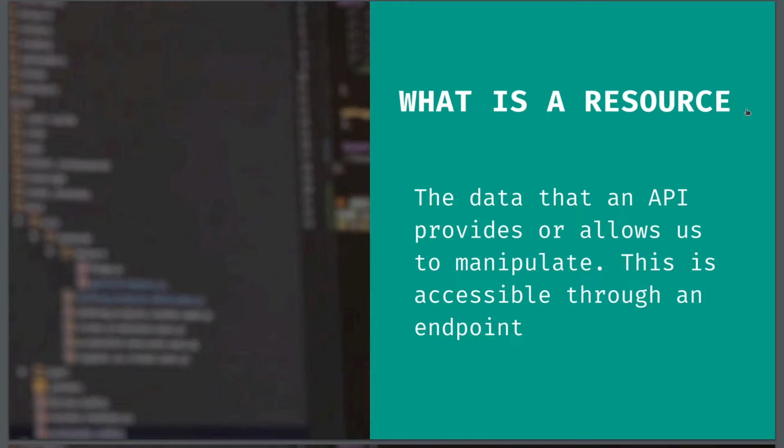Then what is a resource? A resource is simply that data that an API provides or allows us to manipulate. So most of the cases, you may interact with an already existing API and that API is going to provide some sort of data. But sometimes you also go ahead and manipulate that kind of data by creating or deleting or modifying that specific data. Alright, so now that we've understood what CRUD is, let us go ahead and try to look at how we're going to implement the simple CRUD REST API.